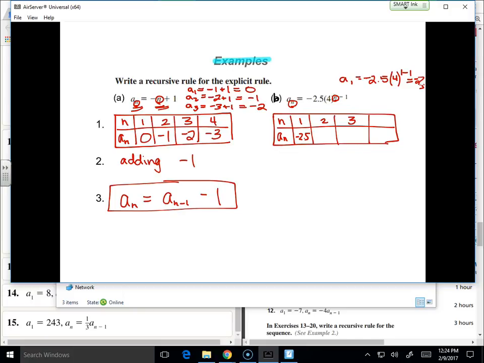Negative 2.5. If we were to find a sub 2, and I'm kind of running out of room, so let me come over here. A sub 2. We would get negative 2.5 times 4 to the 2 minus 1. What's 2 minus 1? 1, right? So then, I can say negative 2.5 times 4.